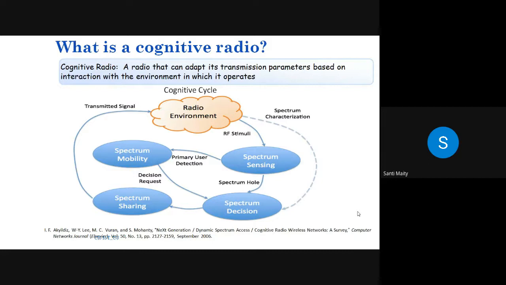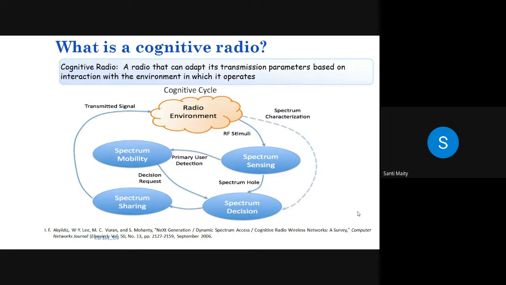There are different modes of spectrum sharing. I will come to this in the next slide. If it finds that some spectrum is currently not being used by the primary user, it will transmit opportunistically. So the moment the primary user starts transmission, it will stop its transmission. This is called interweave. This is the mode of interweave.